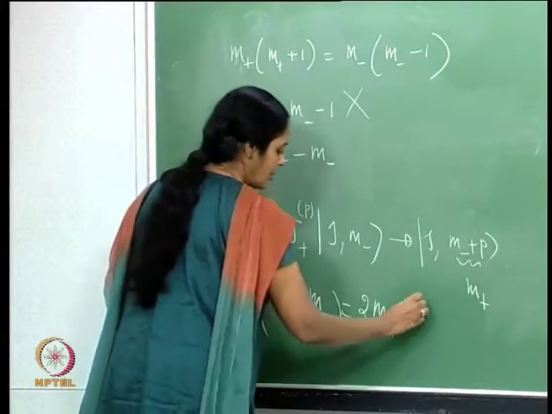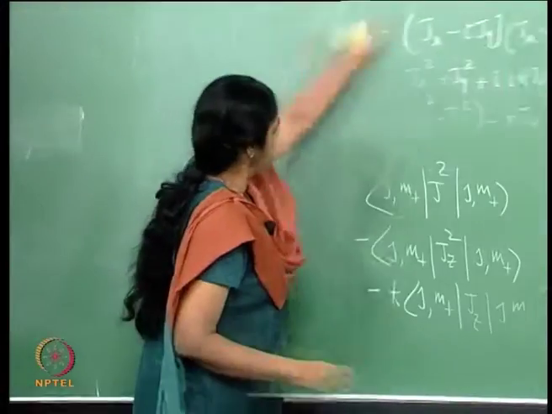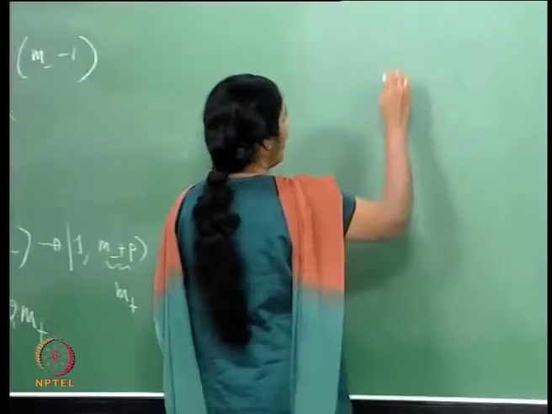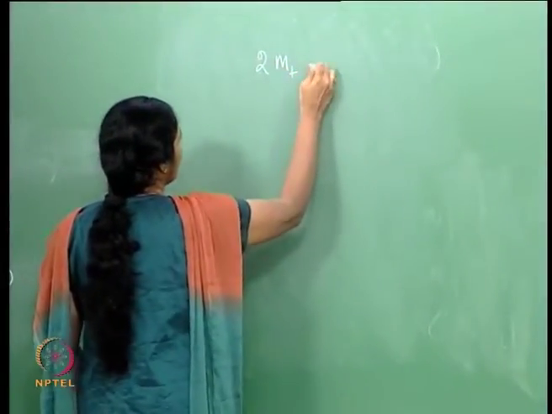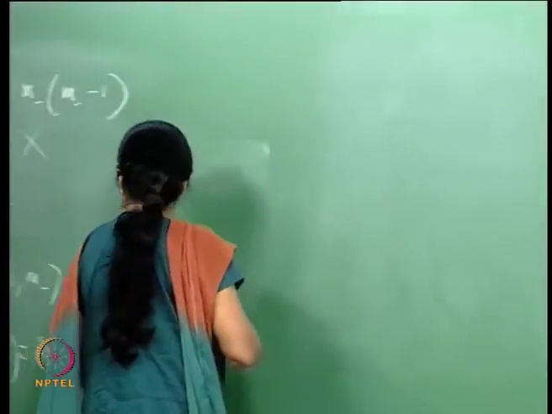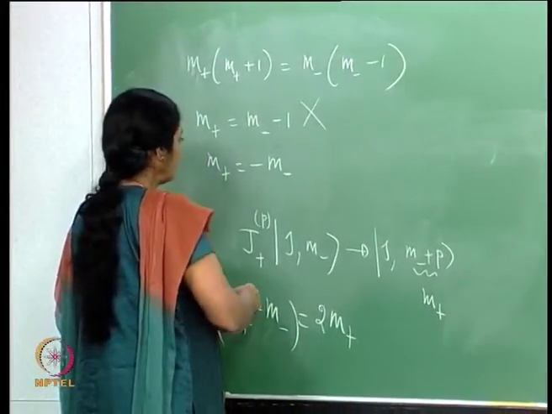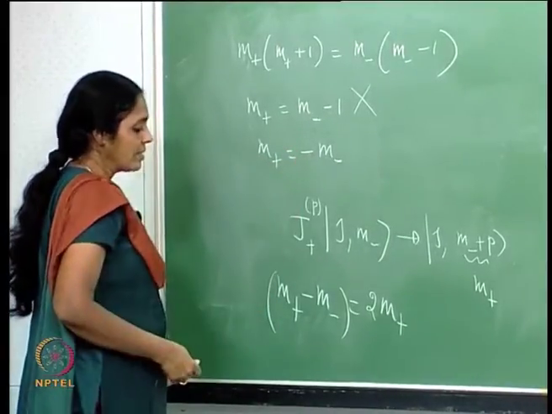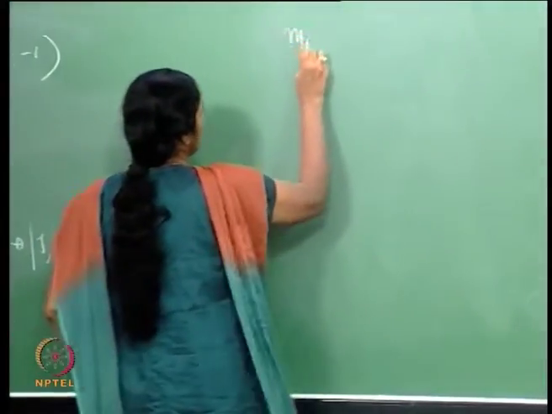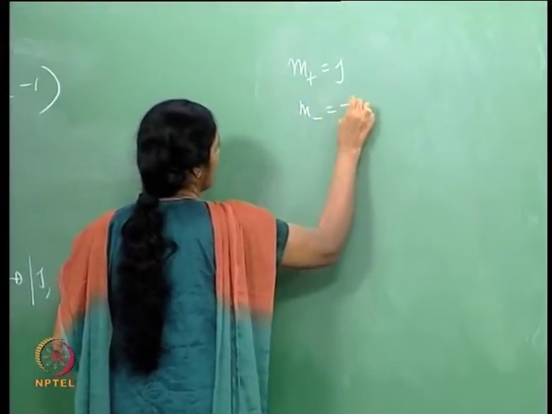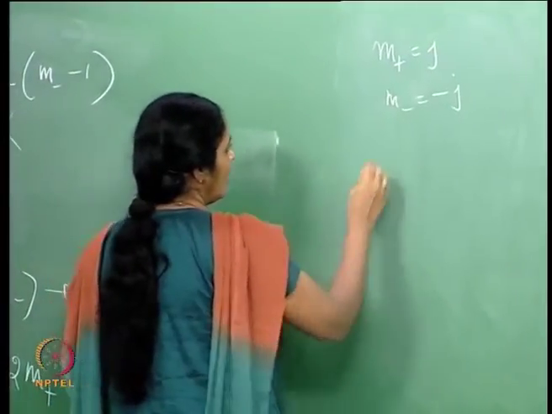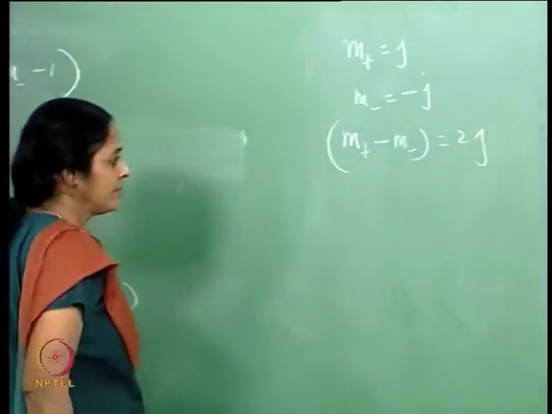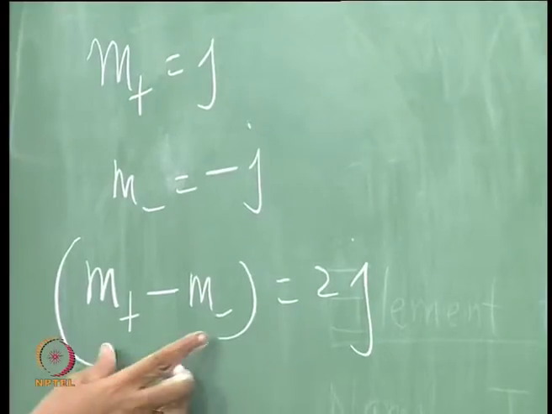The solution is this. Since lambda is simply a function of j, I now have m plus minus m minus is 2m plus, and m plus is j, and therefore m minus is minus j. And therefore m plus minus m minus is 2j. But this is an integer.